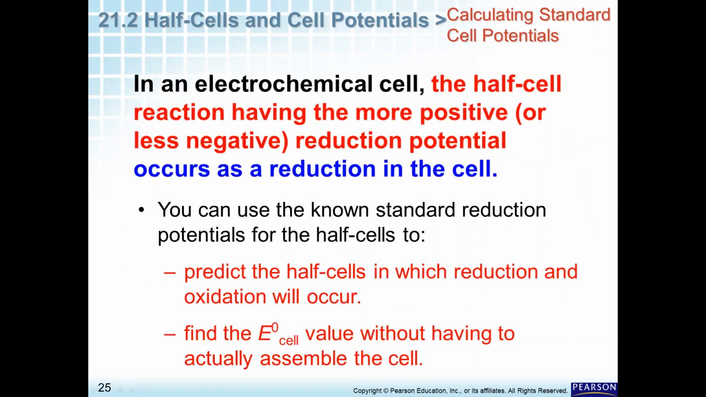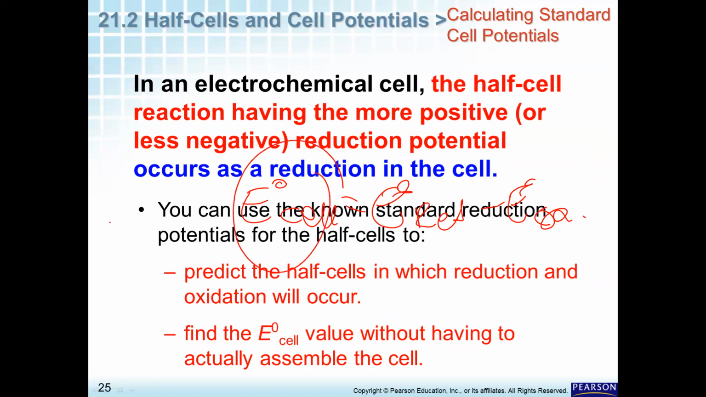Now, this is the rule that I'm telling you about. The cell reaction having the more positive or less negative reduction potential occurs as a reduction in the cell. Now, how to calculate the E of the cell? We always have to use the one which we already stated: E of the cell is equal to E of reduction minus E standard of the oxidation.